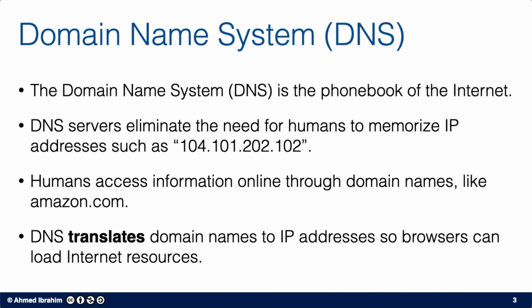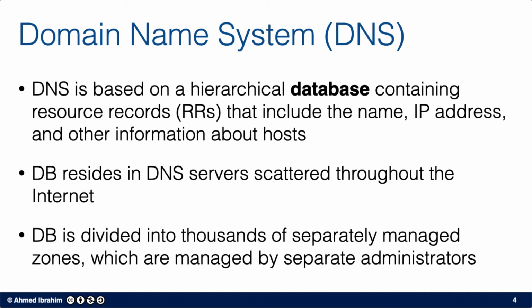So what does this DNS system consist of? The domain name system is a lot of databases that contain something called resource records. These resource records include the name and IP address of the websites that we want to visit. An example of that may be Amazon.com and 102.173.whatever, which is the IP address corresponding to Amazon.com.